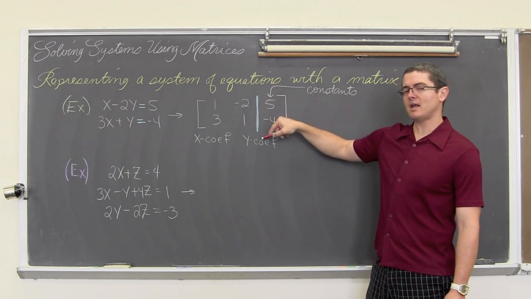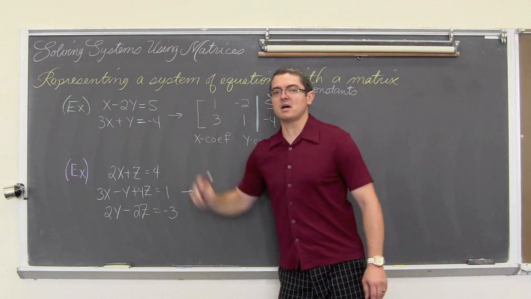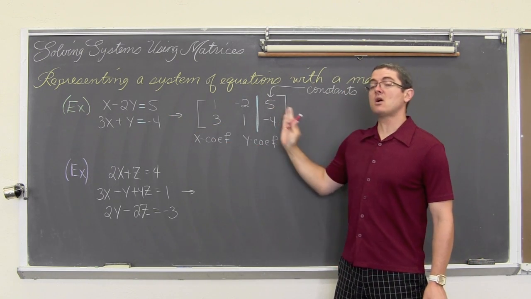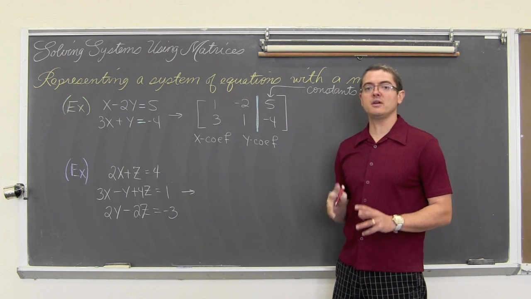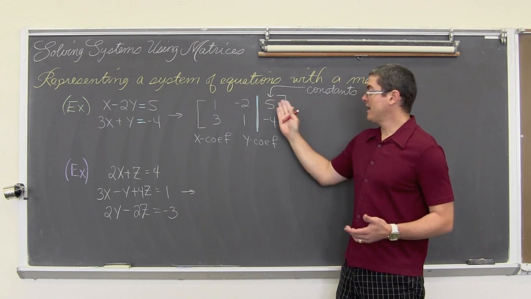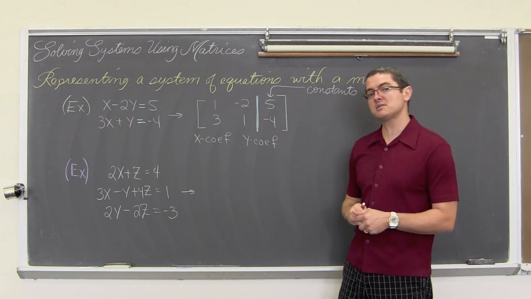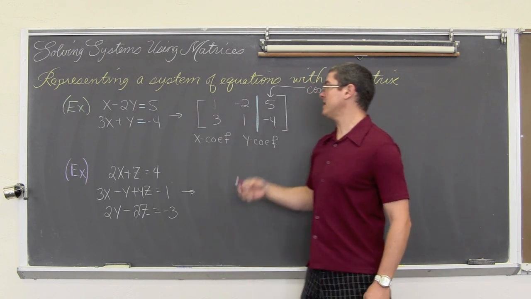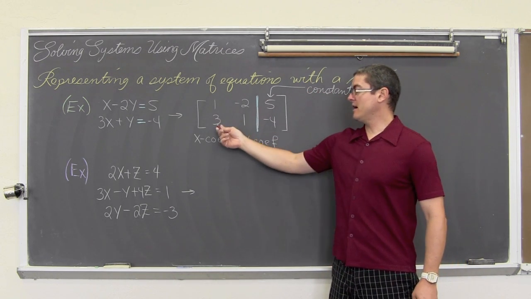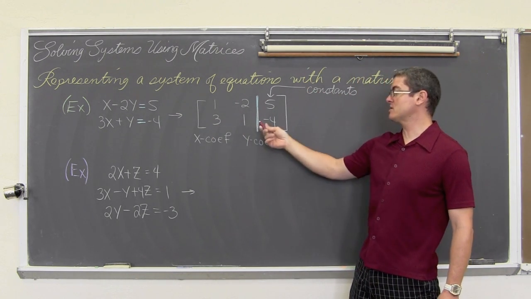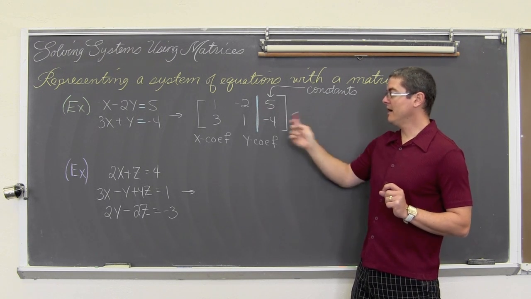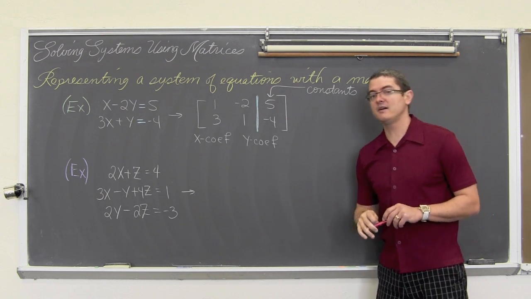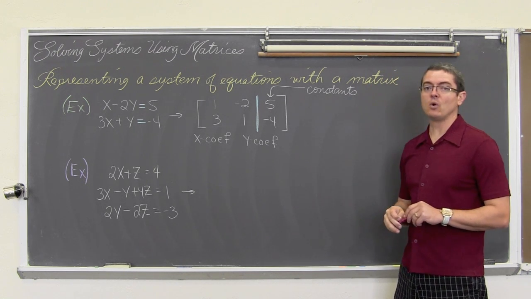And then I have this vertical line representing the equal signs. That means this is an augmented matrix. I'm basically putting together a matrix of the coefficients of all my variables and a matrix of just the constants at the end, 5 and negative 4. So we have the x coefficients, the y coefficients, the equal sign represented as a vertical line, and then my constants of 5 and negative 4.